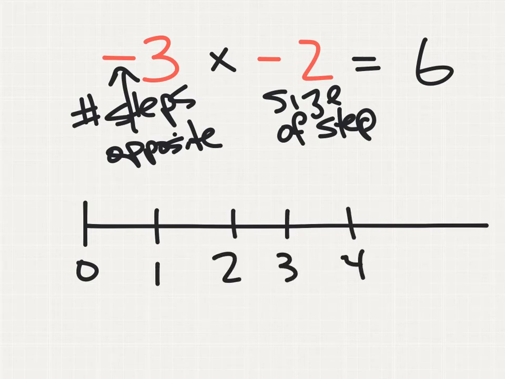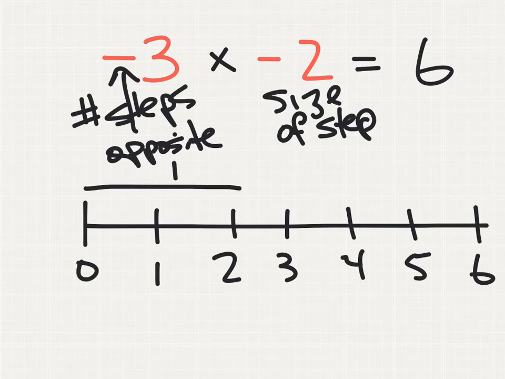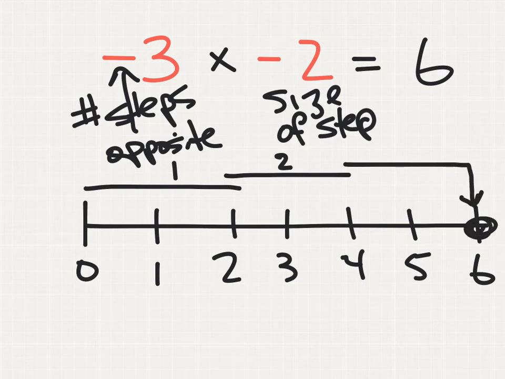So on my number line, I take a step of +2, so I start at 0. My first step is to 2. I take a second step of 2, which takes me to 4. And then a third and final step of 2 takes me to 6. The opposite of 3 steps of -2 is 3 steps of +2. 3 steps of +2 take me to +6.